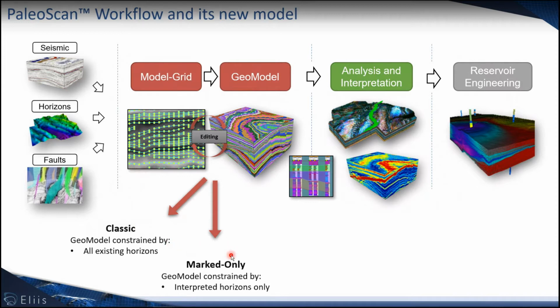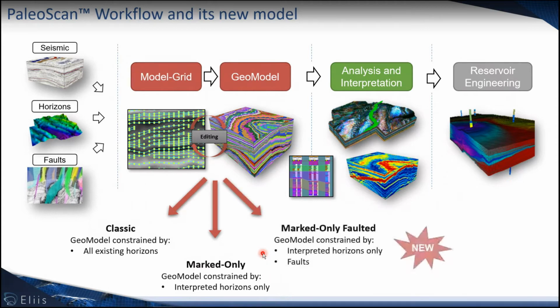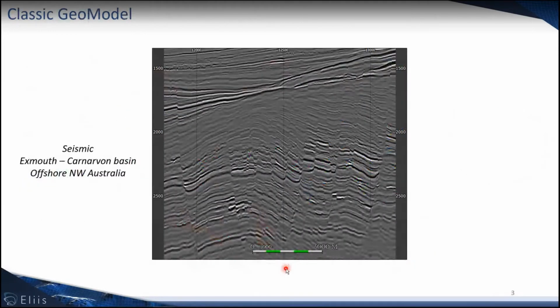We've got the marked only type of model, that is using only the marked horizons to build the geometry of the model. And what's new in PaleoScan 2020 is the marked only faulted geomodel. As its name suggests, this type of model is going to be built on only the interpreted horizons, the marked horizons, and as well the faults. So let's get started with these recaps so that you can see the differences in the different processes.